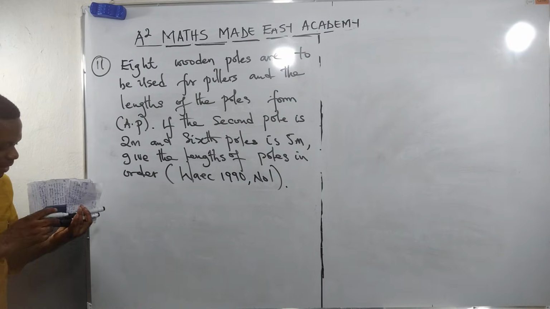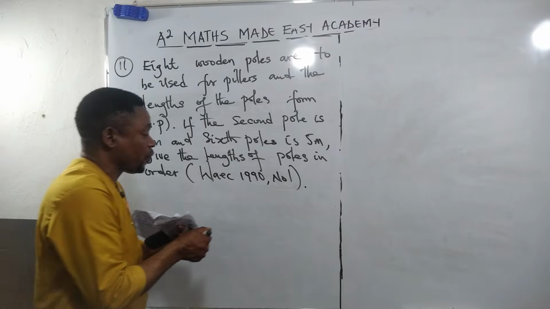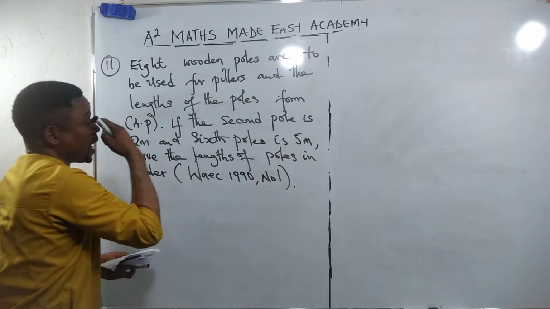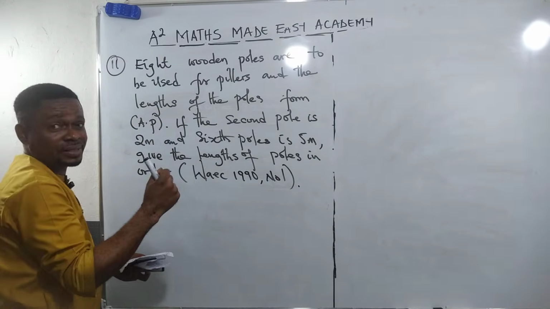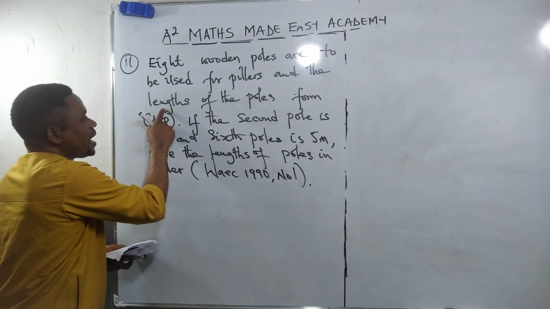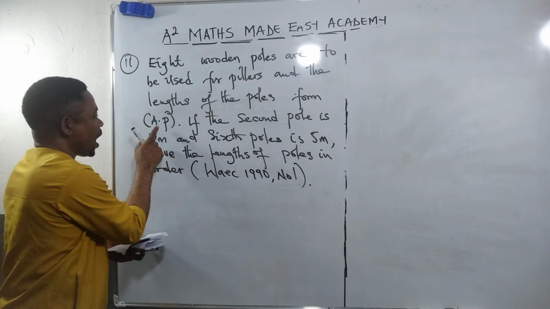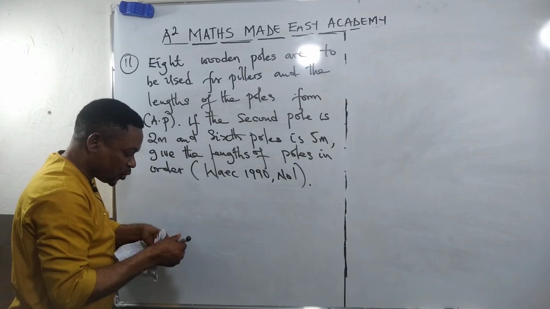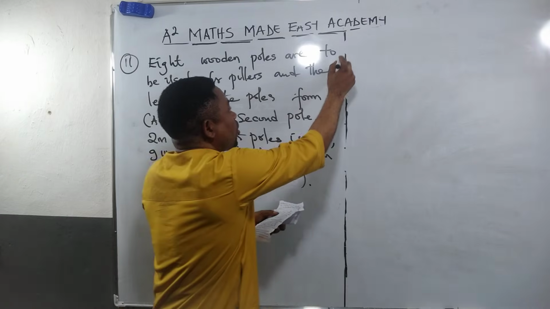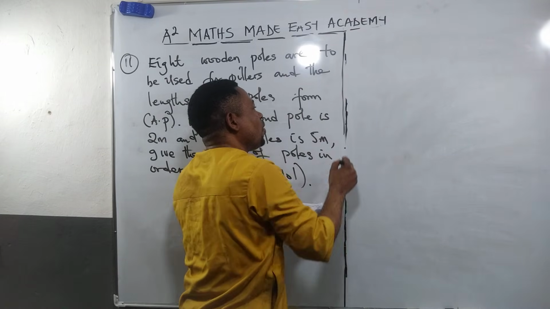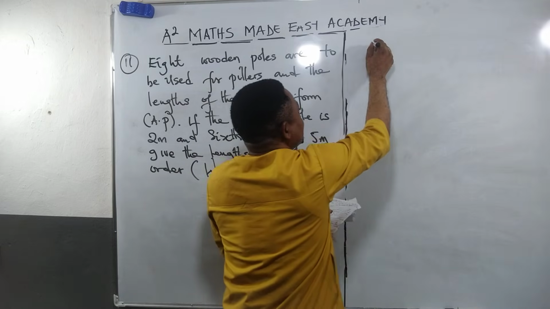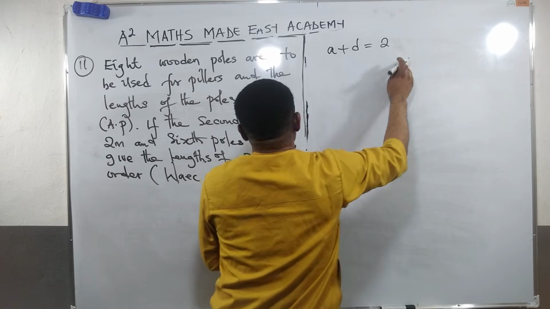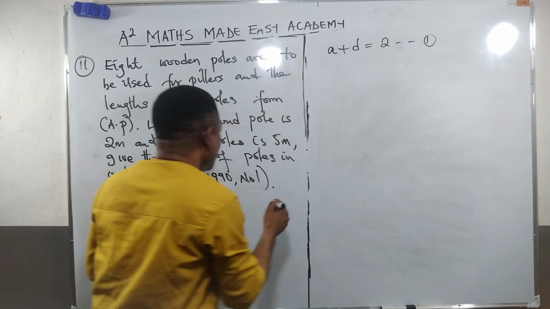Now let's look at exactly what we are looking for. Watch this. Take the question one after the other. 8 wooden poles are to be used for pillars. And the lengths of the poles form an arithmetic progression. Now, if the second pole is 2 meters, so there is a message here. Second pole. What is the formula for the second term of an AP? It is A plus D. It forms how many meters? 2 meters. Call it equation 1. Let's continue.